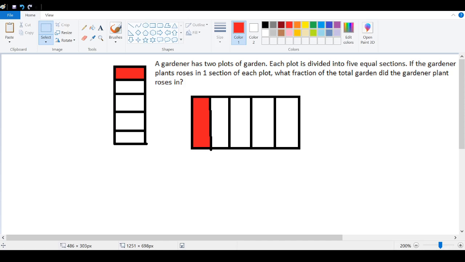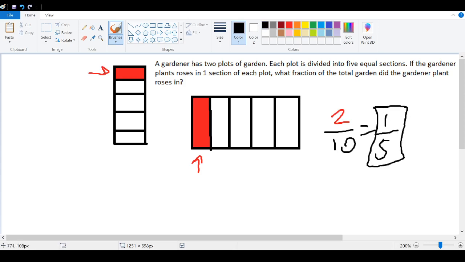Each plot is divided into 5 equal sections. If the gardener plants roses in one section of each plot, what fraction of the total garden did the gardener plant roses in? And the conclusion that a lot of students come to is that they see 10 sections and 2 of them are colored in. So these red parts is where the gardener planted roses, this one and this one. So there are 2 shaded sections and 10 total sections, so the answer must be 1/5.